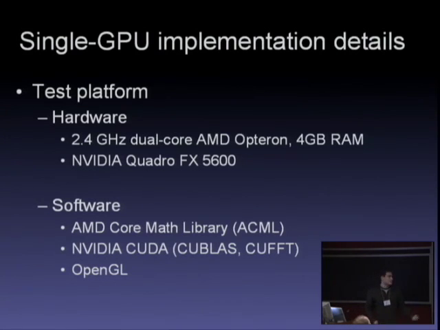Real quick, here's the test platform. We have 2 NVIDIA Quadro FX 5600 cards. The majority of the code is written in CUDA. There is one portion of the pipeline that was written in OpenGL, which lets us actually leverage the rasterizer, which has lots of compute bandwidth there for additional performance.